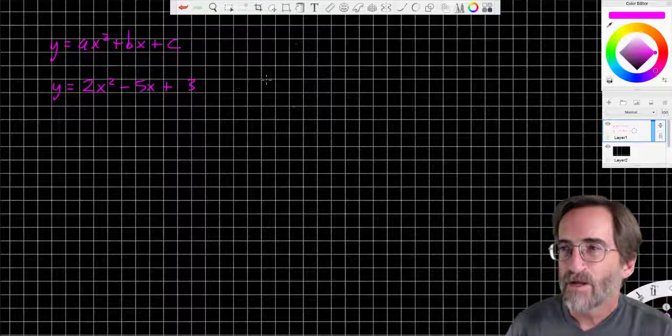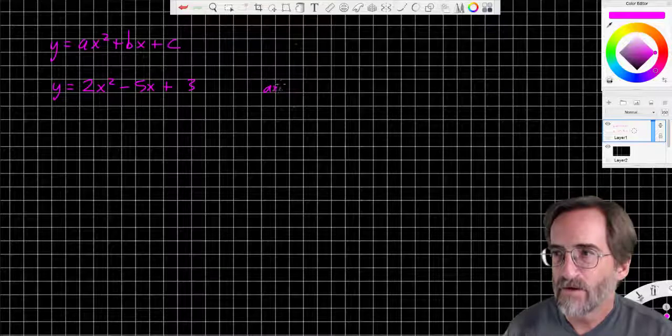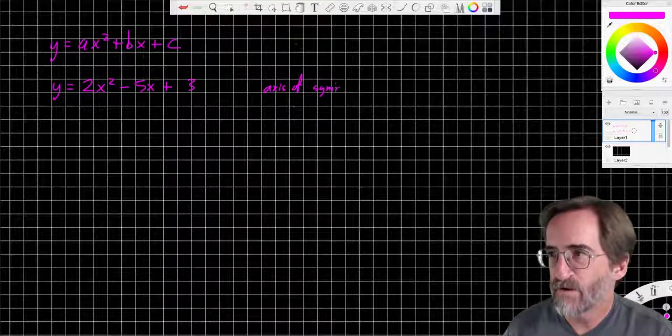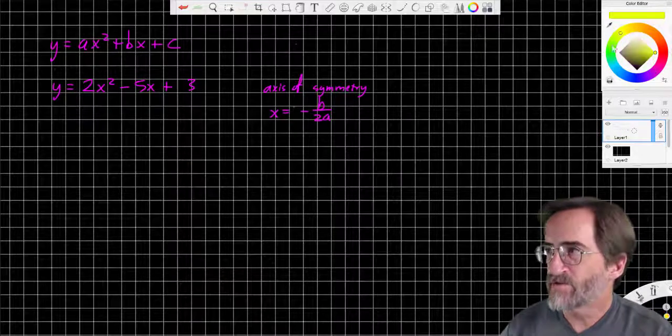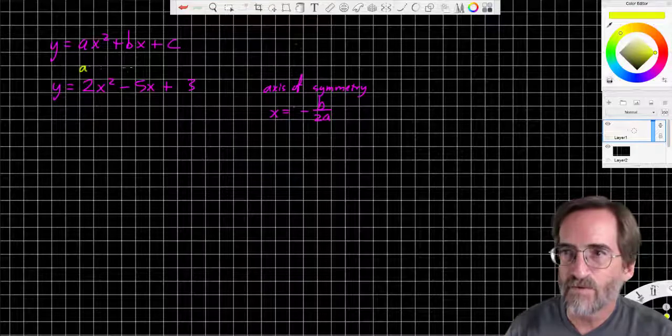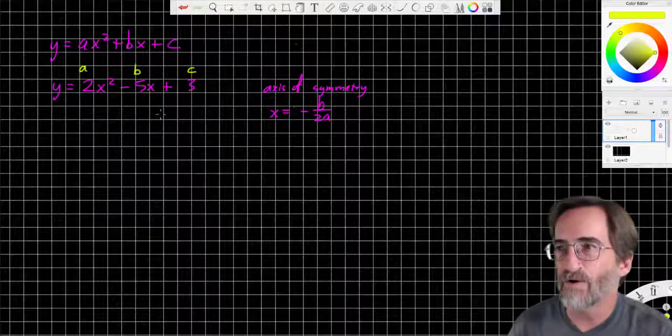Okay? There's something called the axis of symmetry. And the formula for the axis of symmetry is x equals negative b over 2a. And that is set up so that a is 2 and b is negative 5. C is 3, but there's no c in this formula. We'll use that later on.